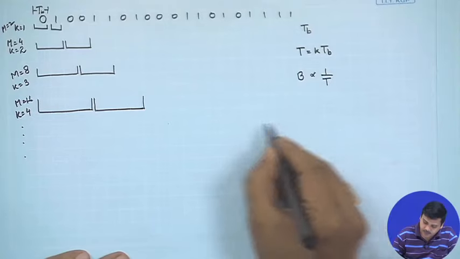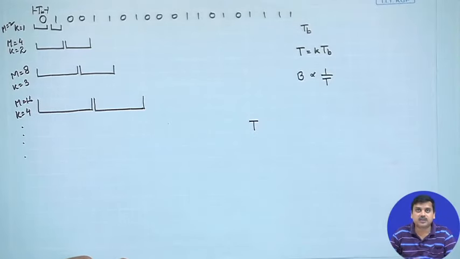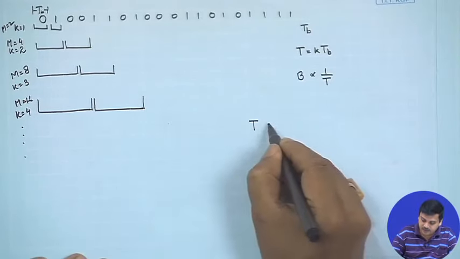The other way to look at the same thing would be that suppose I have a fixed T, that means we are saying that I have a fixed bandwidth.